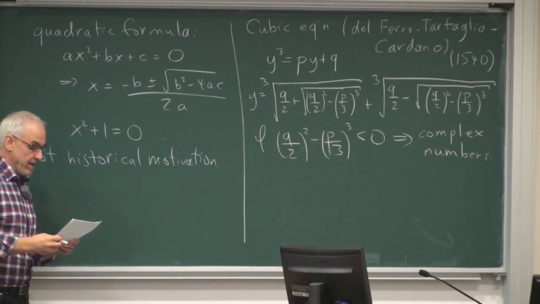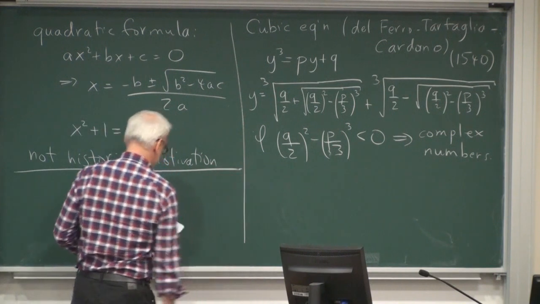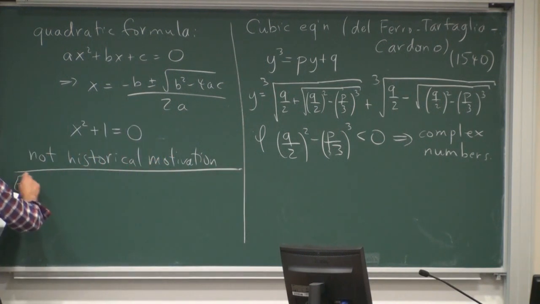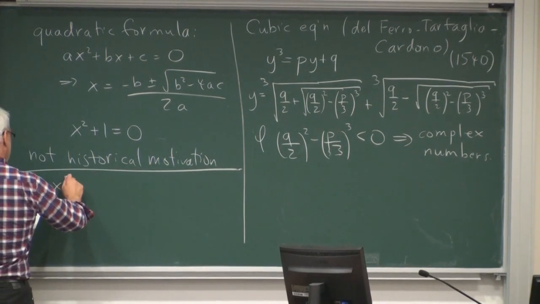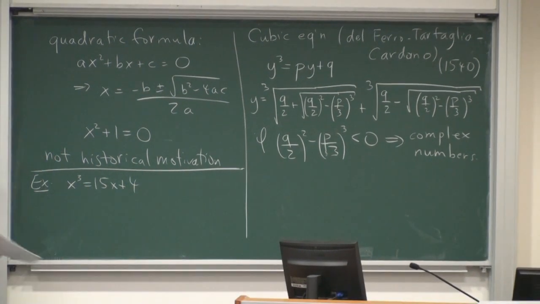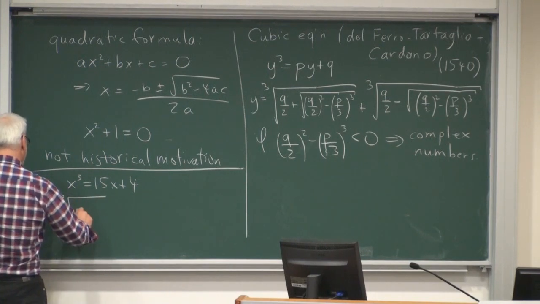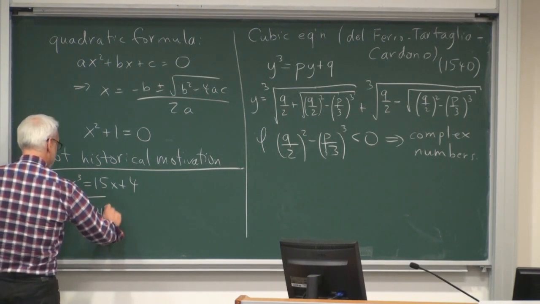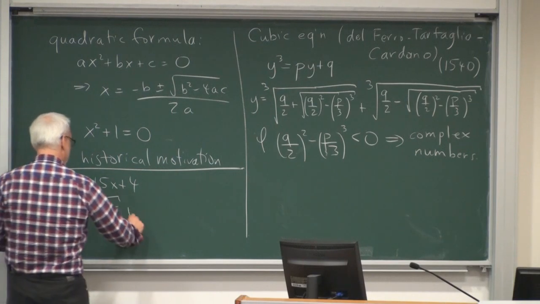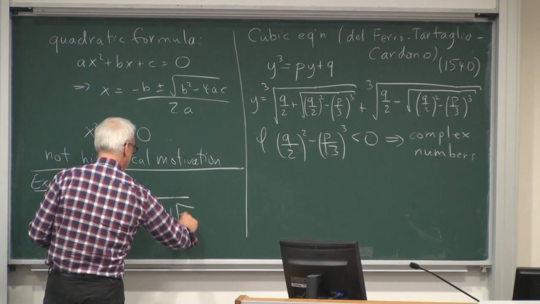And an example of that was illustrated by the following example. Suppose we look at the equation x cubed equals 15x plus 4. So if you plug the various values in there, you can check that the formula gives you the solution x equals the cube root of 2 plus 11 times the square root of minus 1, plus the cube root of 2 minus 11 times the square root of minus 1.